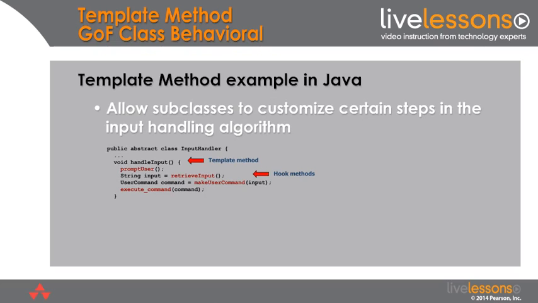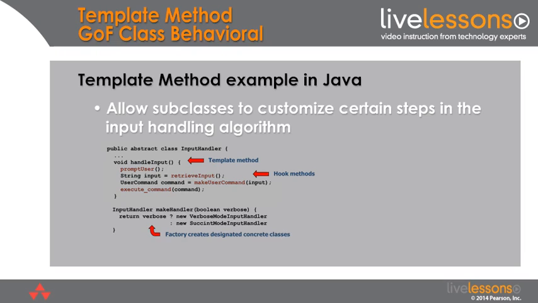So you can see we have our input handler class, and that input handler class defines the handle input template method, and it's got 4 hook methods it calls out to. Those 4 methods involve prompting the user, getting the input from the user, making the user command based on the input, and then finally executing that command.